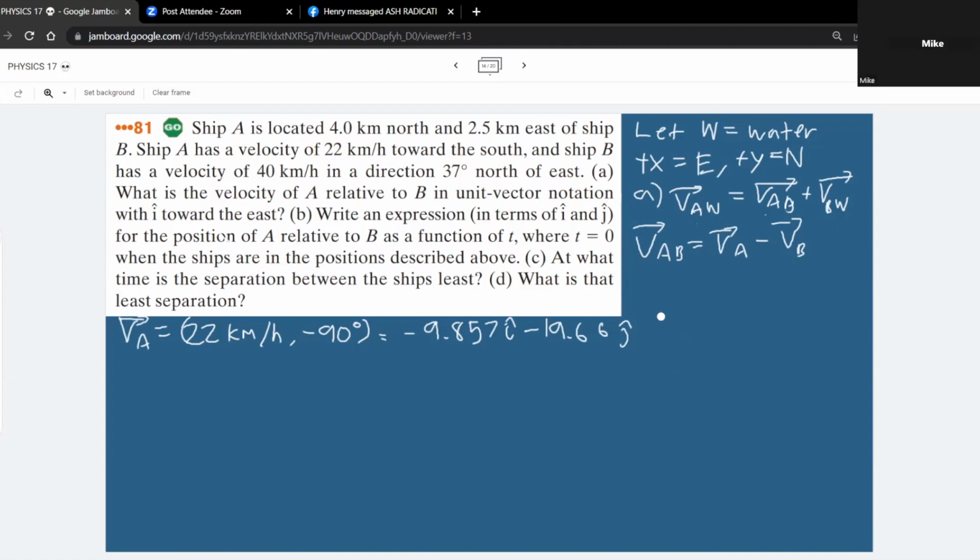Anong reference frame yung ginagamit dyan? Wala po. Hindi, meron yan. Yung reference frame dyan is the ground, yung C. So yung V sub A at V sub B, ground-based reference frame yan. Ina-assume natin na yung velocities are measured with respect to the port.